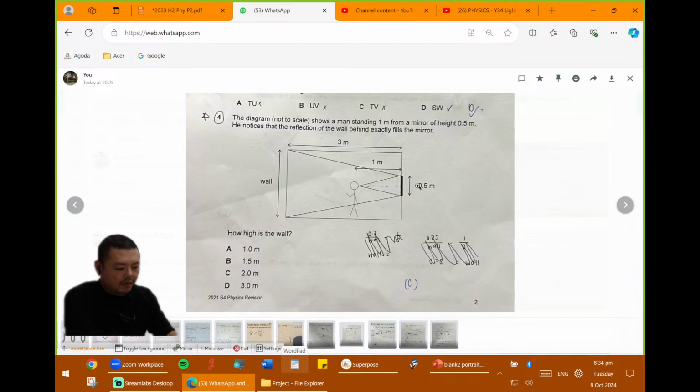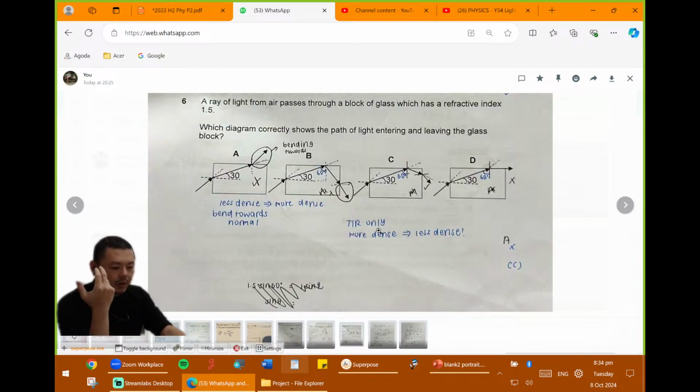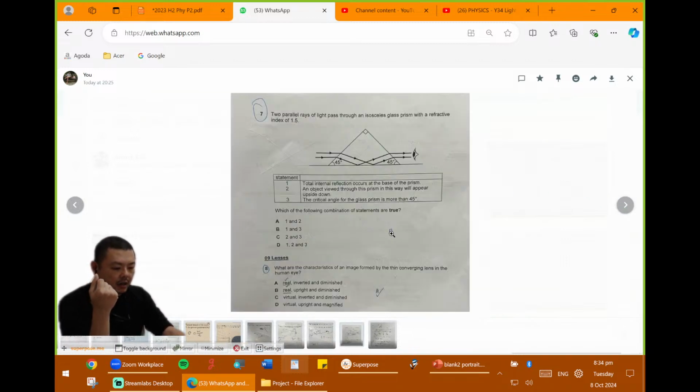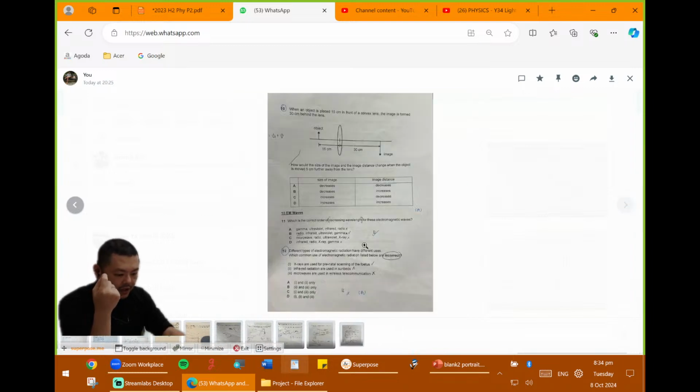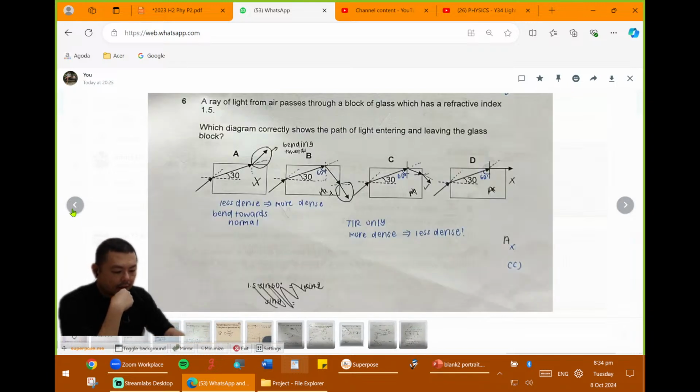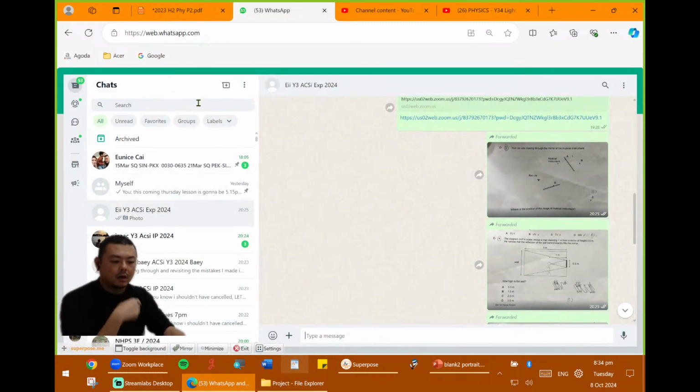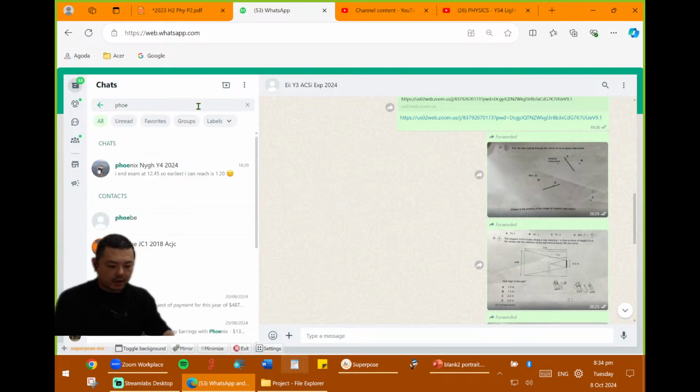So for example, this one here, they ask you how high is the wall. You can use similar triangles. I leave that to you if you want to. Then there's this question here, which asks you to find out which one shows the correct path. Then what you're supposed to do to check, right? Then there was a lens question as well, right? All these things are here for you, so you can go and try it out. I would strongly suggest you try it out.